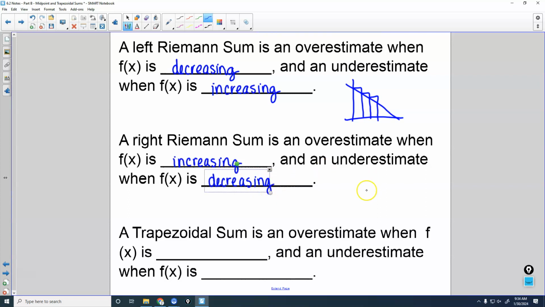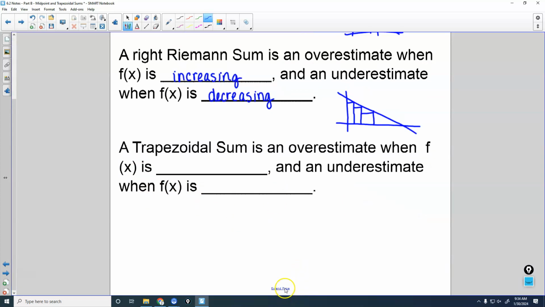And like I said, I always forget, and I just go over here and I draw myself a decreasing graph, and I say right endpoint, I need the right corner of my rectangle to be on that graph. Oh, look, that's underneath. Because that helps. When I see that, I feel confident. When I just try to memorize it, I get mixed up.